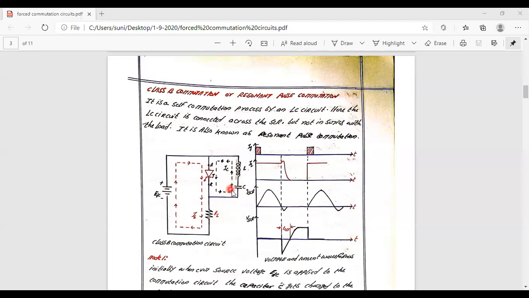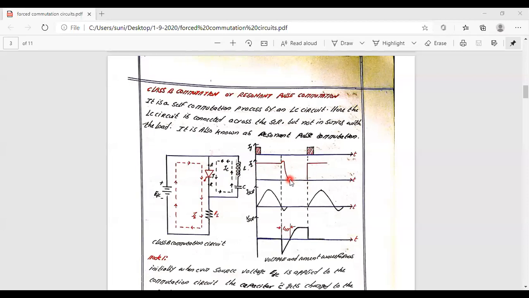After that, what will happen? Again, the capacitor starts discharging the current in the reverse direction. So the net current across this is going to be the resultant of load current and the capacitor current. So its value decreases and falls to 0.